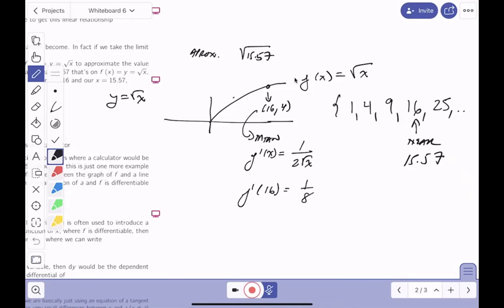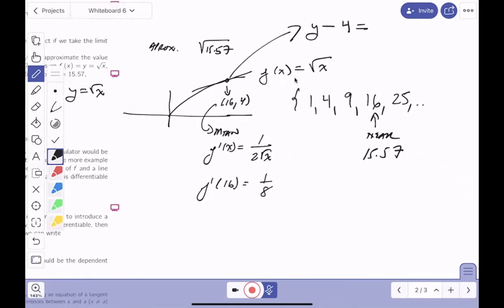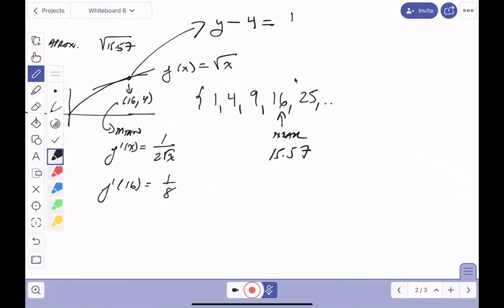So I can write down the equation of the tangent line here. What's that going to be? Y minus 4 equals the slope of the tangent line, which is 1/8, x minus 16. Hope I didn't go too fast with that. So what do you get over here? Y minus 4 equals 1/8 of an x minus 2. Y equals 1/8 of an x plus 2.